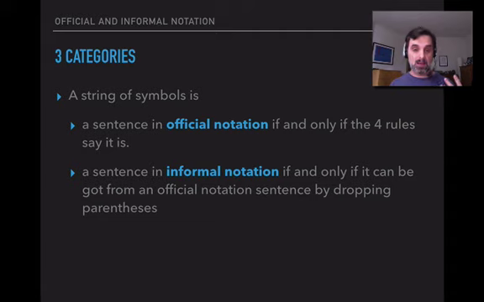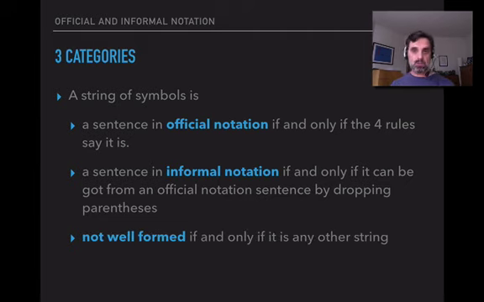A sentence is in informal notation if you could first build up an official notation sentence and then by dropping parentheses get the thing you actually have in front of you. So informal notation is we took a sentence and we dropped some parentheses and got what we have. And then lastly, we say that a sentence is not well formed if it's not in any of those categories. If it's not official and it's not informal, then it's not well formed. So those are the three categories for our grammar.